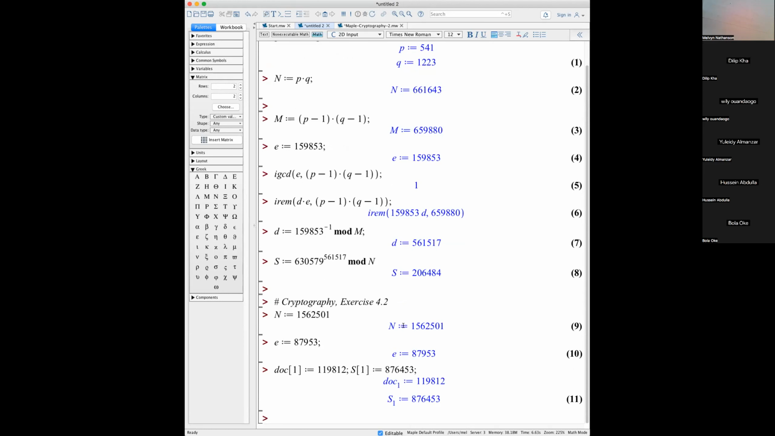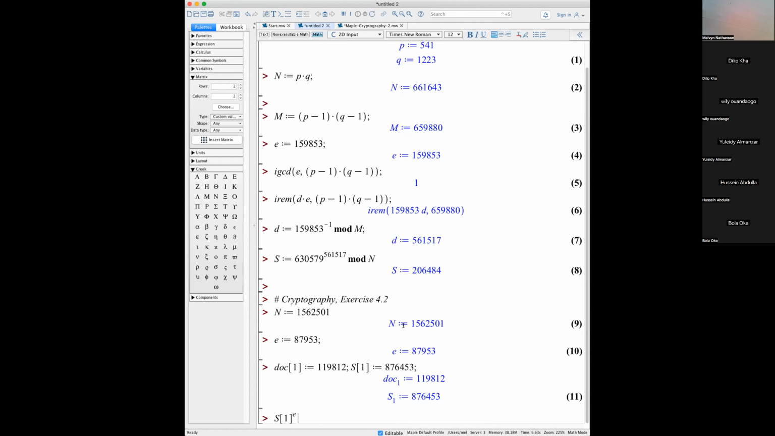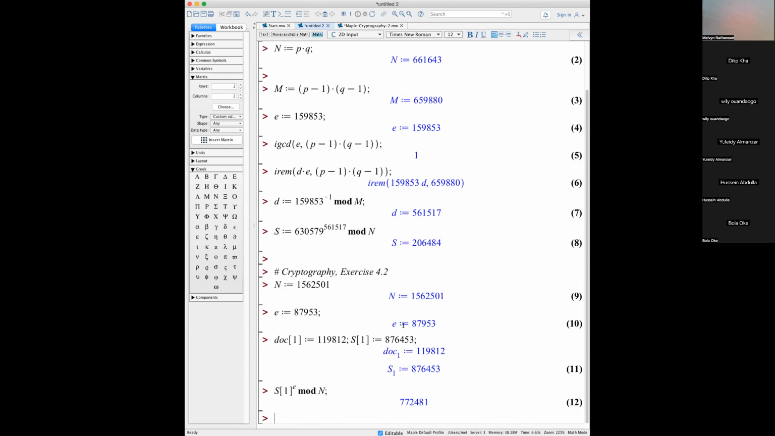And the question is, is this a valid signature? So how do we compute that? We compute S1 raised to the power E mod n. Let's try it like that. S1 to the E mod n. And in fact, we didn't get the document. So this signature is not valid.